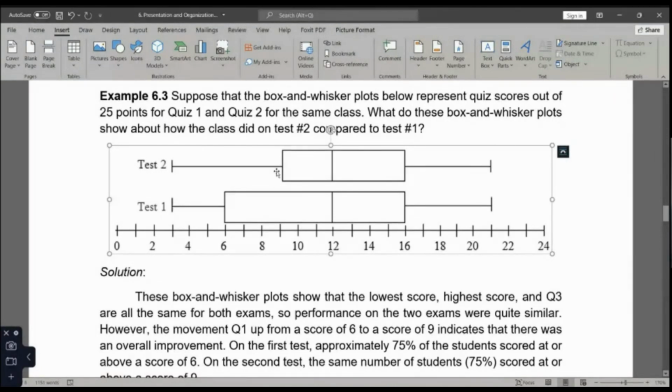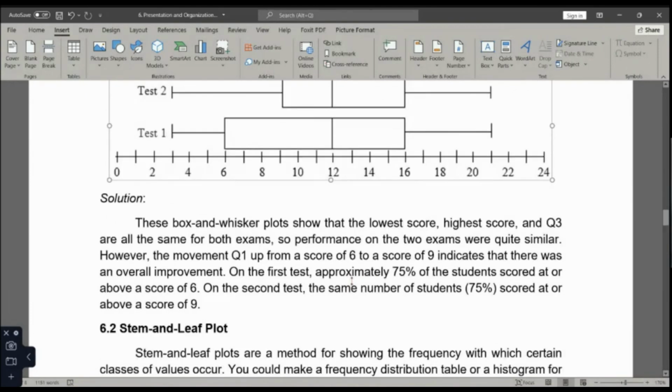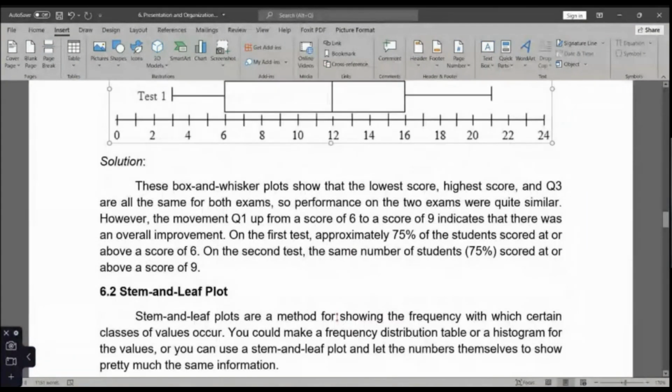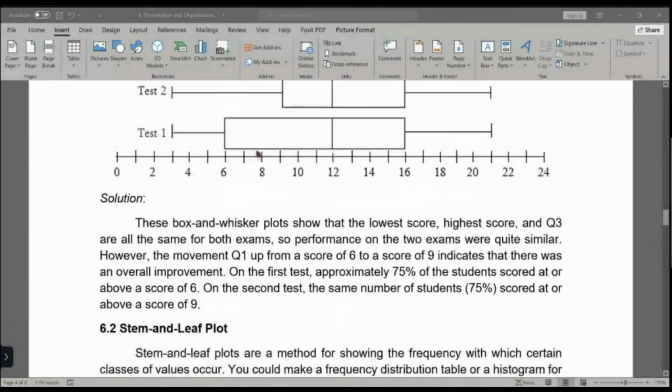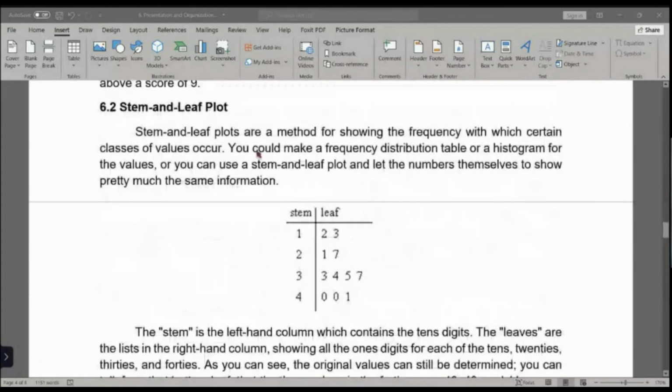Okay? That's it. That is how you interpret the box and whisker plot or compare box and whisker plots. All right. Question? C104 question? None, sir. Clear sa atin ang box and whisker plot, no? Let us now proceed to stem and leaf plot.